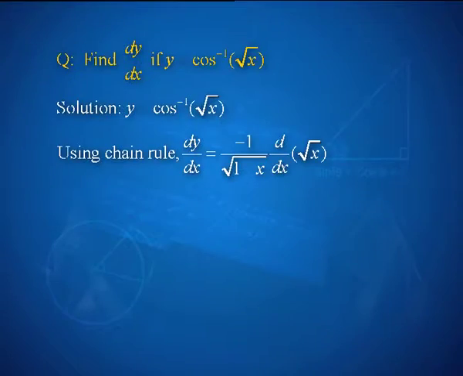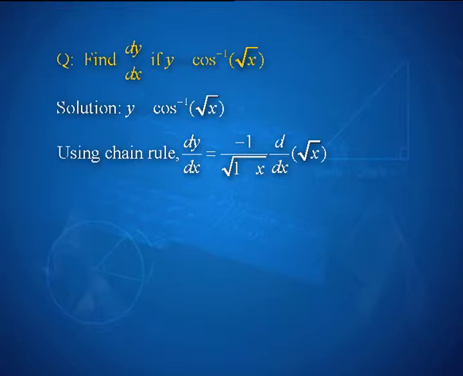Again observe the composition, 3 layers, no, rather 2 layers. I have the inverse function, cos inverse, and the square root function present here. Let us see what would happen if I have to find its derivative using the chain rule. Do you think I can write directly minus 1 by root 1 minus x into the derivative of root x?